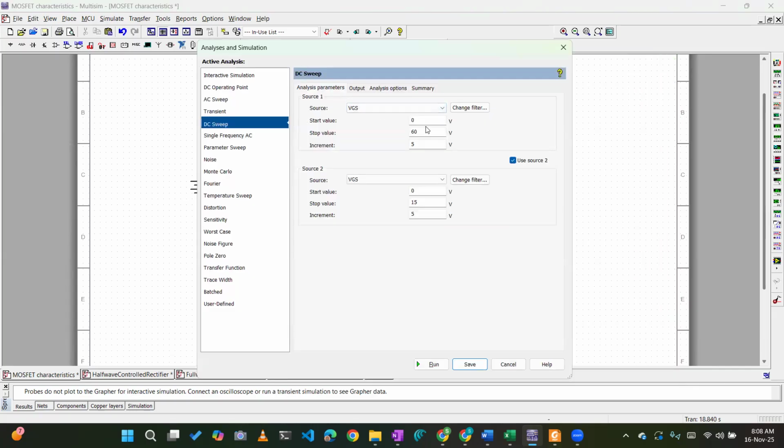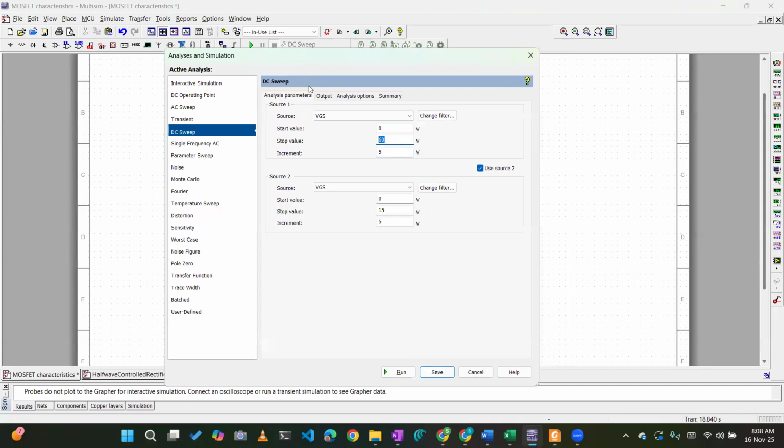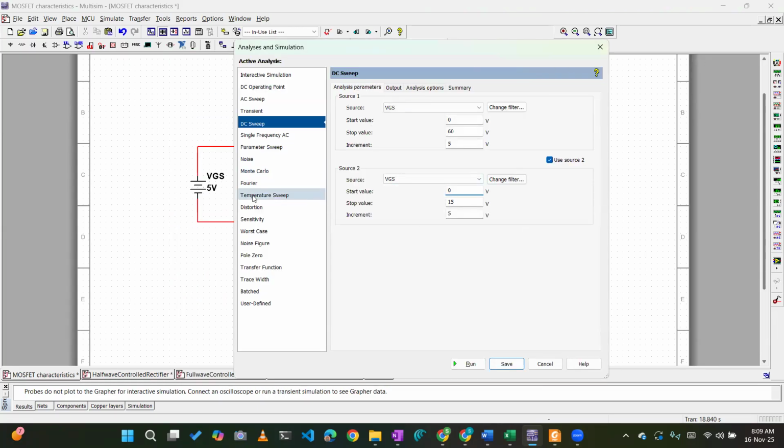VGS I am varying at every 5 increment till 60 volt. This particular MOSFET has a breakdown at 60 volt. And the gate voltages for which I am going to plot this are, suppose, 0, 5, 10 and 15. So I will have 4 steps here, with the increment of 5.